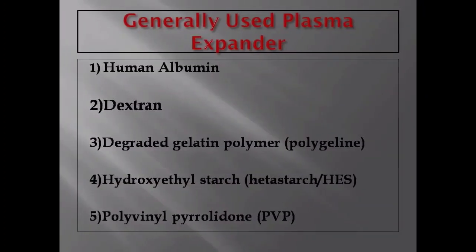Then see the generally used plasma expanders. There are human albumin, dextran, degraded gelatin polymer, that is polygelatin, hydroxyethyl starch, that is HES, and the fifth one is polyvinyl pyrrolidone, that is PVP. Let's see one by one.